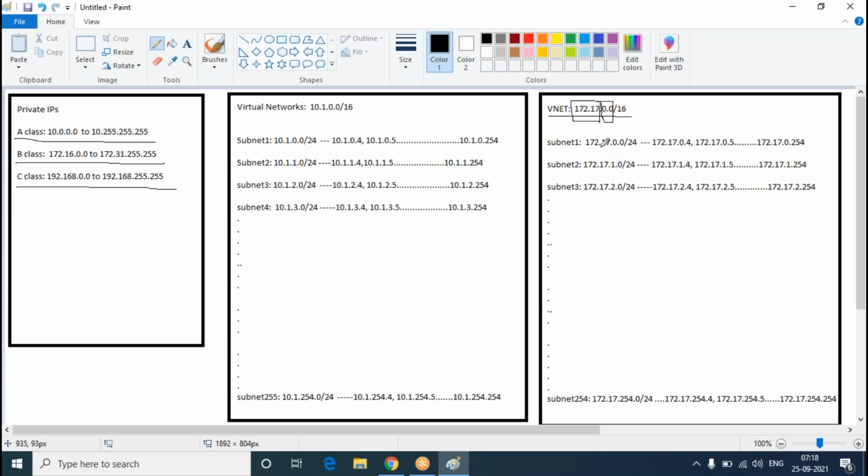172.17 is a constant. Everywhere you see, in every subnet, it is constant. What is changing? The third octet: 0, 1, 2, 3.